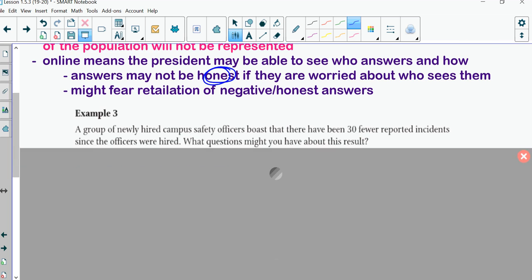Example 3 says a group of newly hired campus safety officers boast that there have been 30 fewer reported incidents since the officers were hired. What questions might you have about this result?